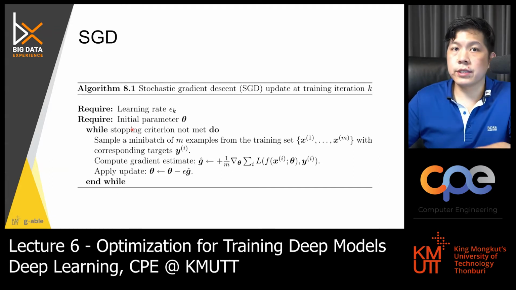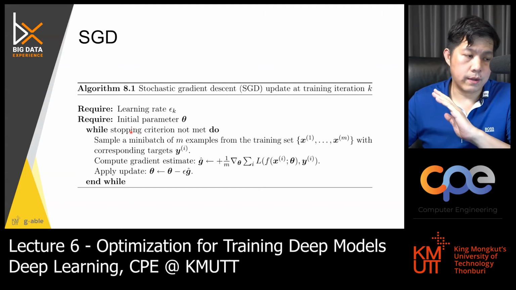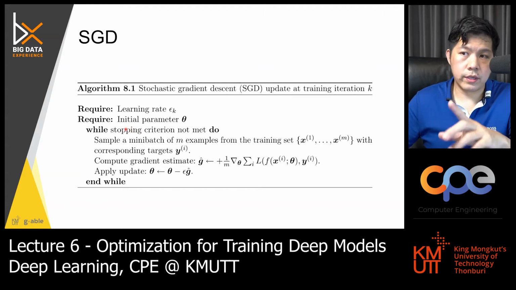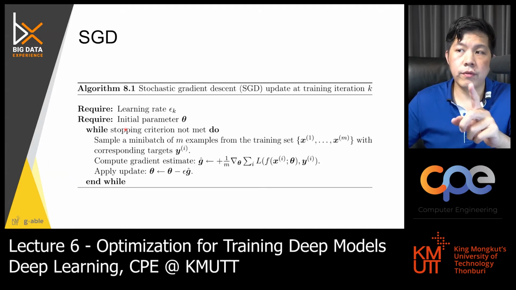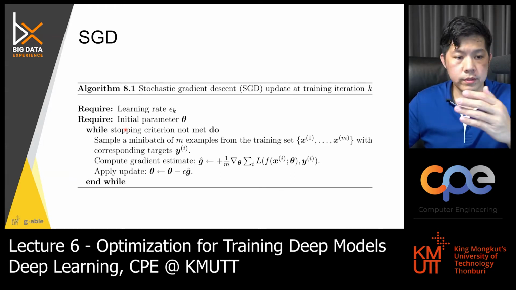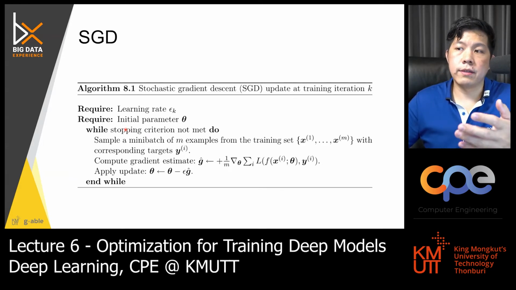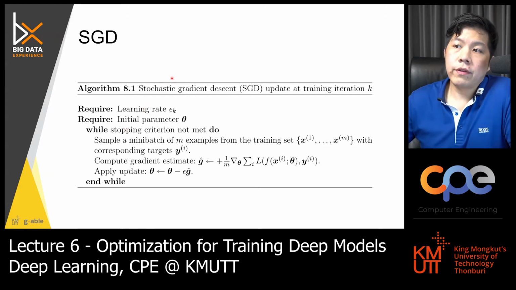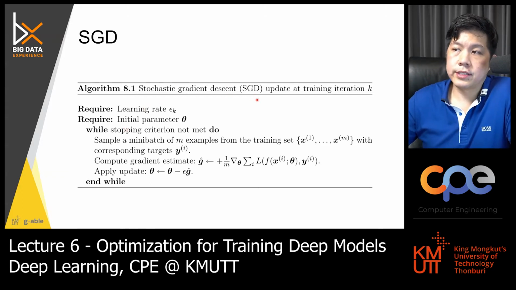Okay, so in this lecture, there would be no coding at all, right? We just look at the algorithm. We will look at how different types of optimizer will utilize different strategies in changing parameters. Let's start with this one, stochastic gradient descent, SGD.